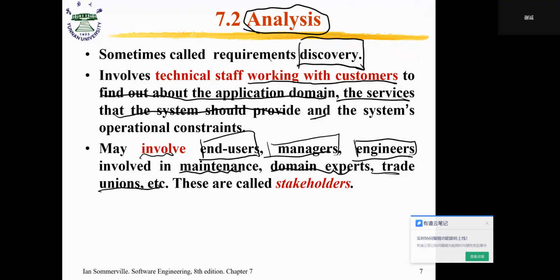And there is a professional term. This term you should remember. This term is called stakeholders. This means that all the people involved in the software project are stakeholders.